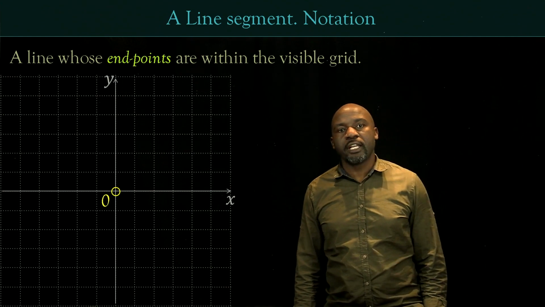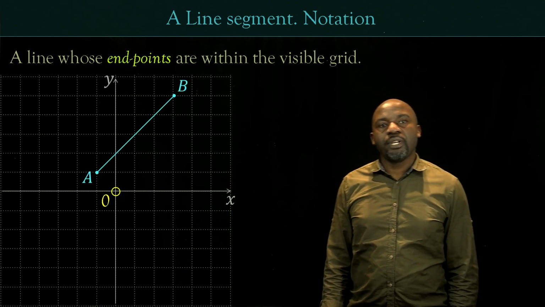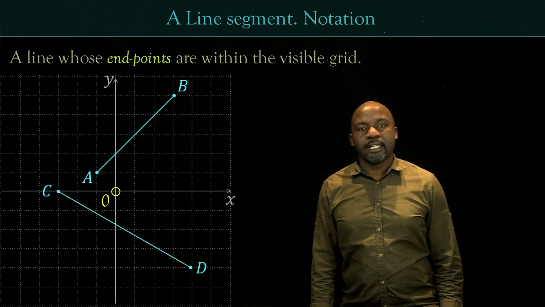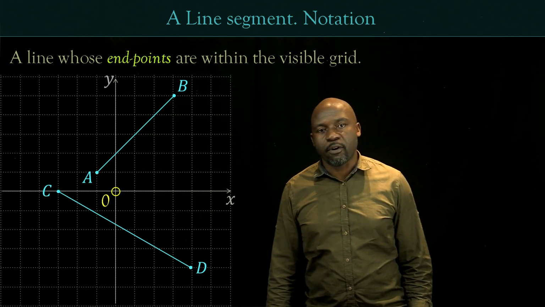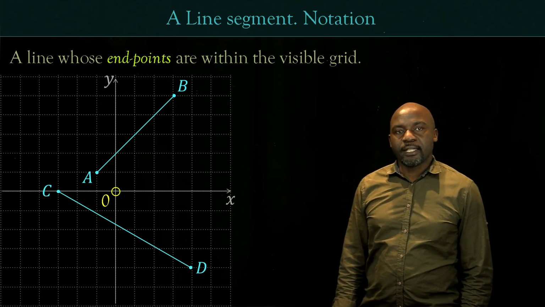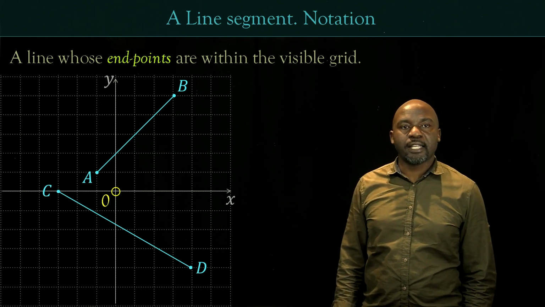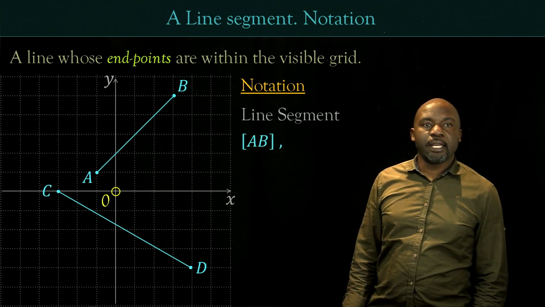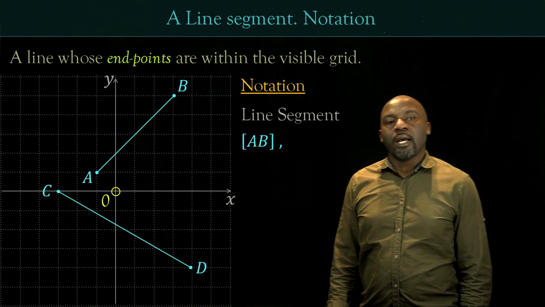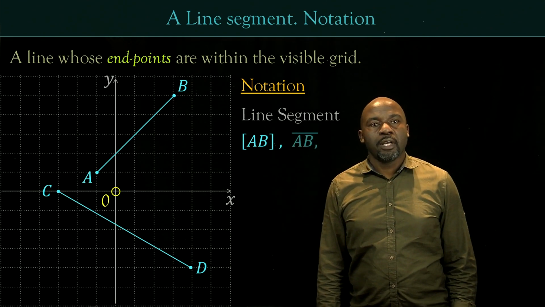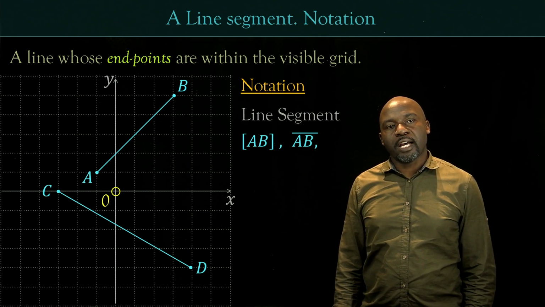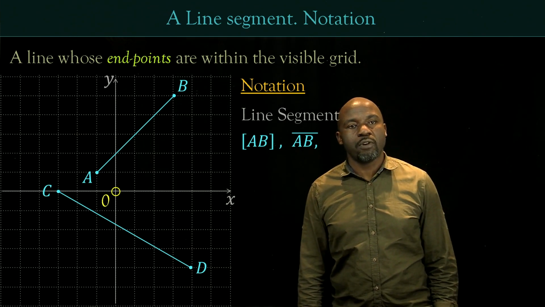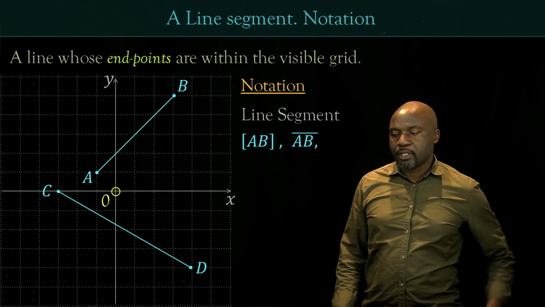So here is our visible grid, and if I draw that line there, line AB is a line segment because we can see the endpoints A and B. Similarly, line CD is a line segment because we can see the endpoints, okay? When we refer to line segments, we use mathematical notation. The IB uses this symbol here for a line segment. Academic programs use AB with a horizontal line at the top there to represent line segments. So whichever academic program you are studying in, these are the symbols that are commonly used.